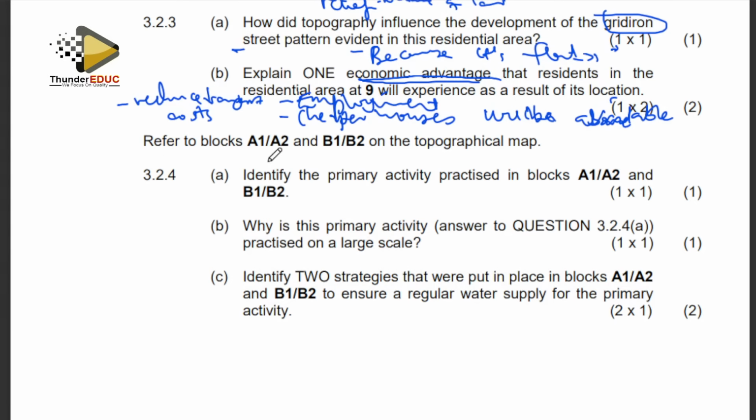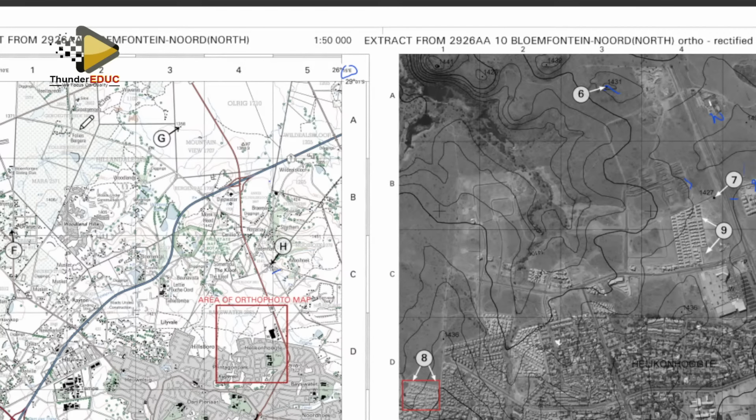It says, refer to blocks A1, A2, and B1, B2 on the topographic map. So we are referring to these four blocks here. I think you can analyze this area quickly. You can look at A1, A2, B1, B2, as they want us to look at that area and answer the questions.